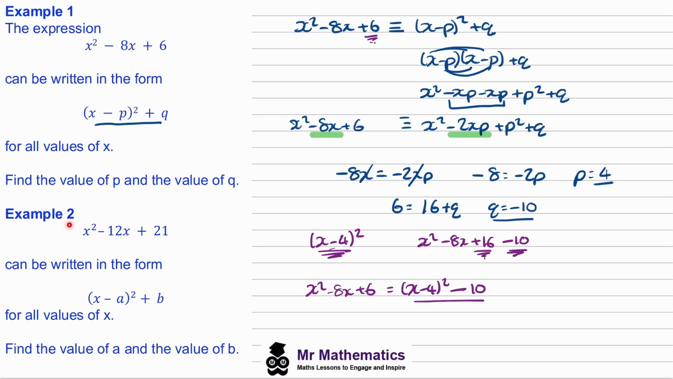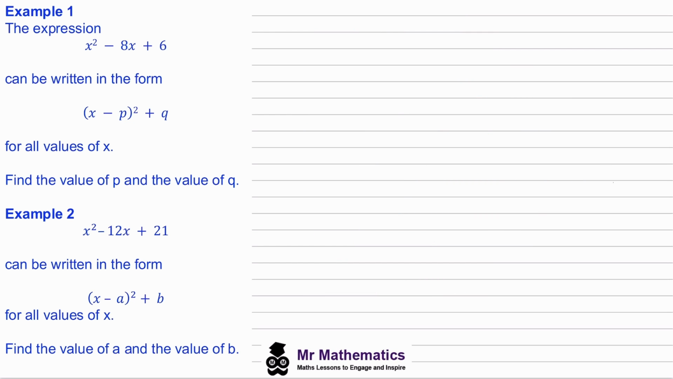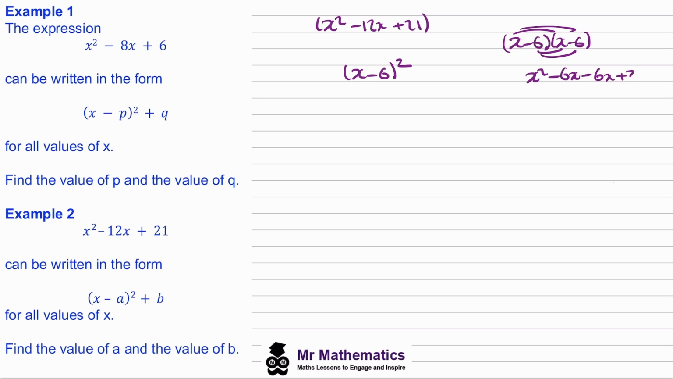Let's try question 2. Okay, so for example 2, I'm going to use the method of completing the square. So if we have x squared minus 12x plus 21, we need to halve this coefficient of x. So in our brackets, we'll have (x minus 6) squared. And when we expand this out, we've got x minus 6 multiplied by itself. So x squared minus the 6x minus another 6x plus the 36.